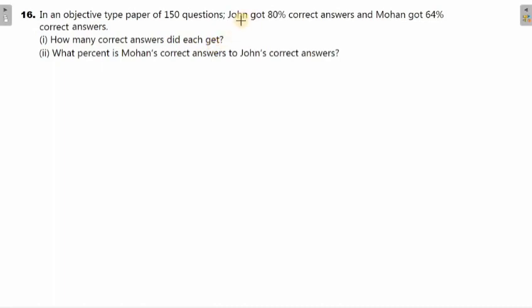So there are two things out here. One is John and one is Mohan. As per question number 1, you need to find how many correct answers did each, that is John and Mohan, get. So let's see the first one. First one is John. So John's correct answers will be 80% of the total number of questions, which is given to be 150. You just need to calculate this.